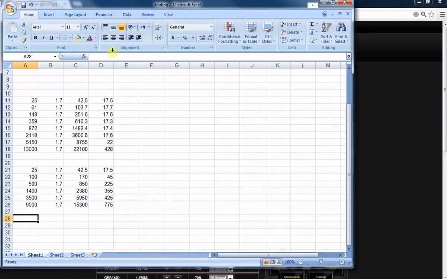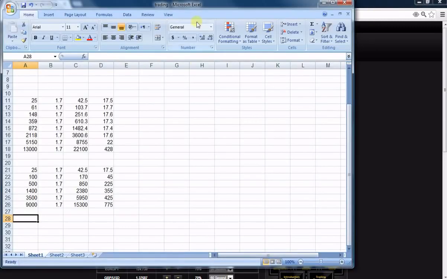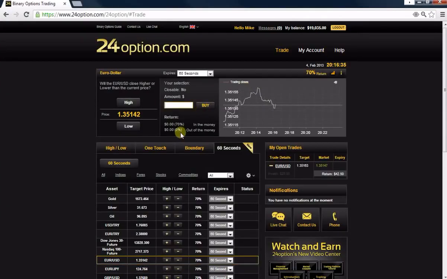So I'm always going to look at my Excel sheet and see what values I need to invest in order to win back the amount of money from previous lost trades if I do lose a trade. There are several different variants on this technique, in that we can change it up here in 24options, because it allows us to really choose the amount that we're going to invest.